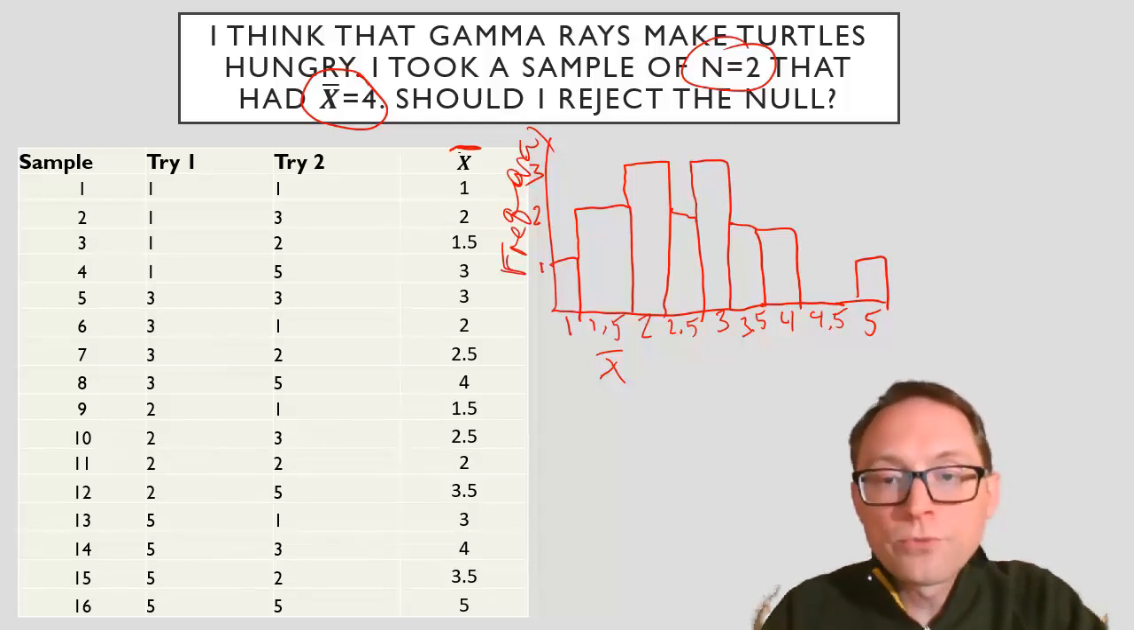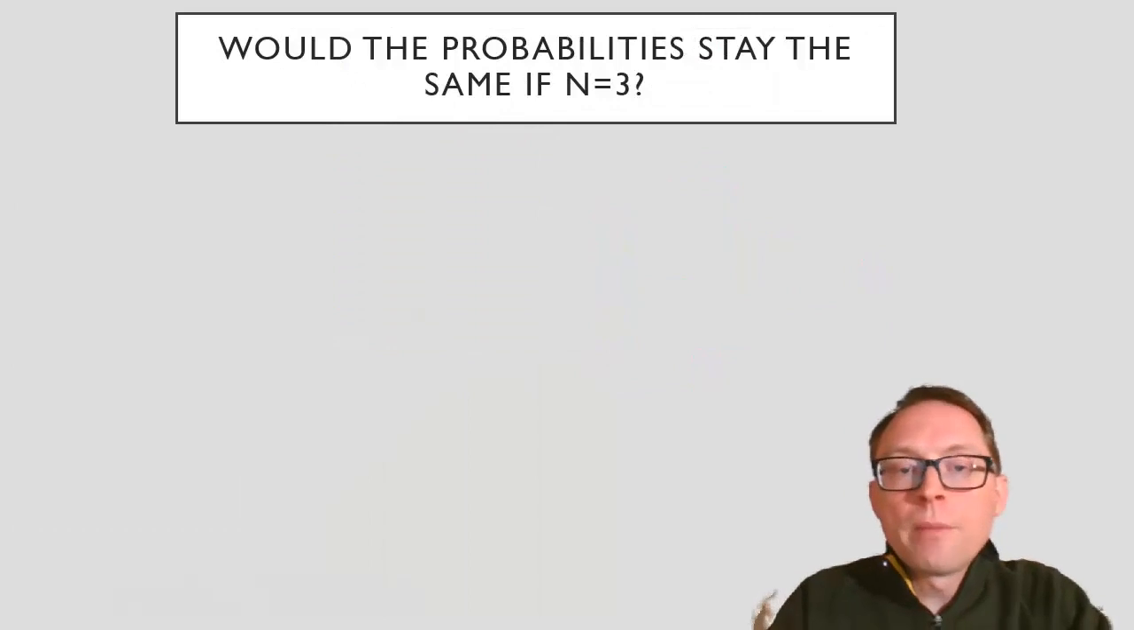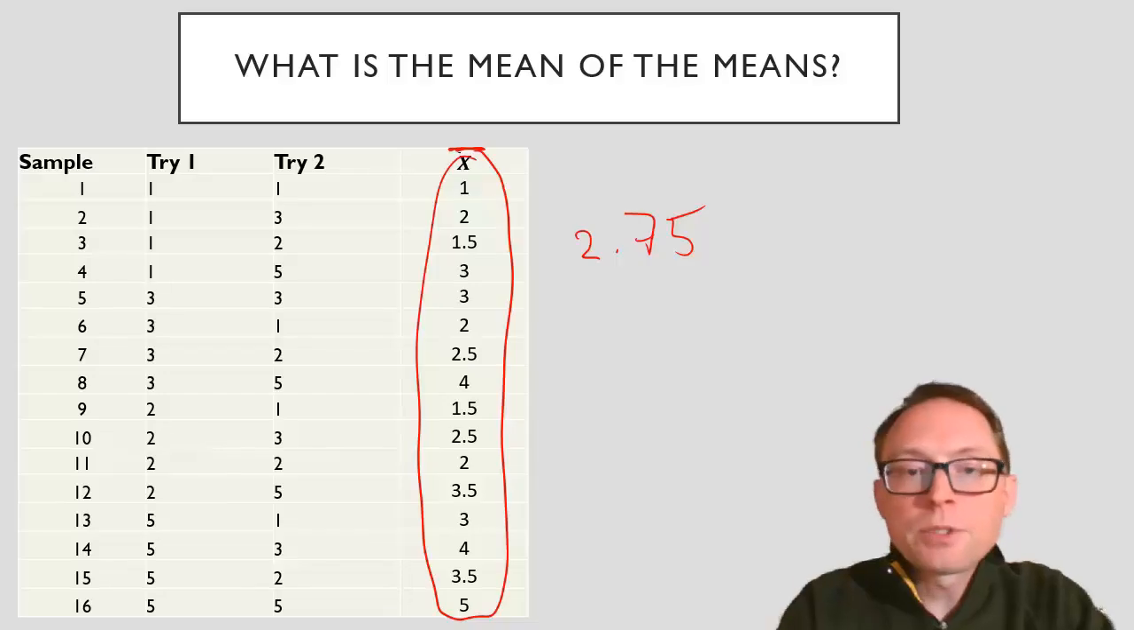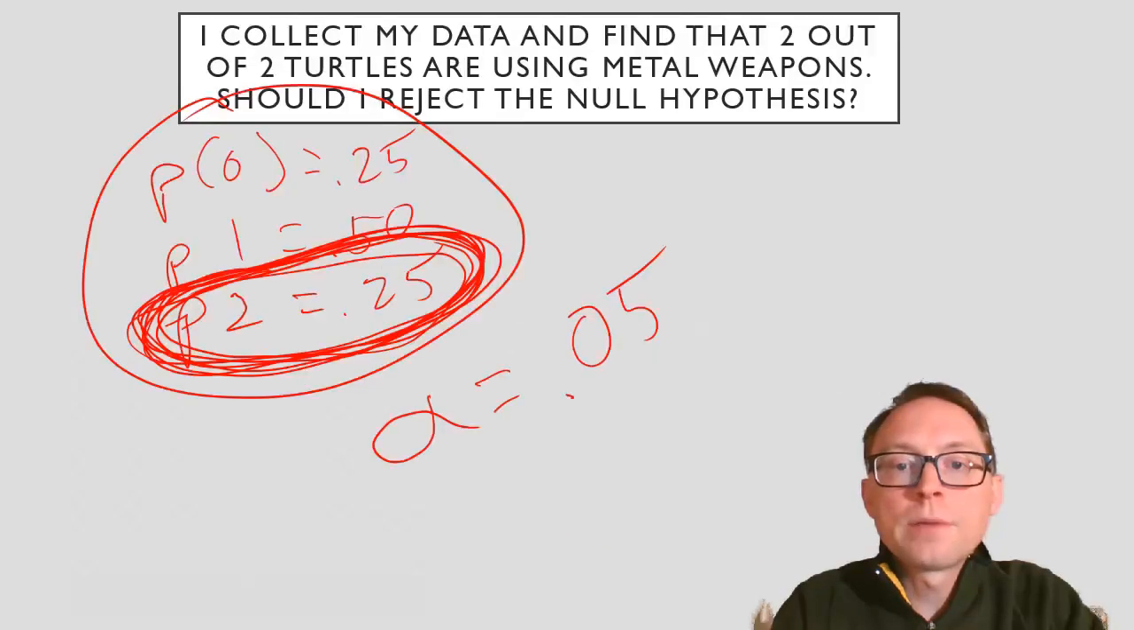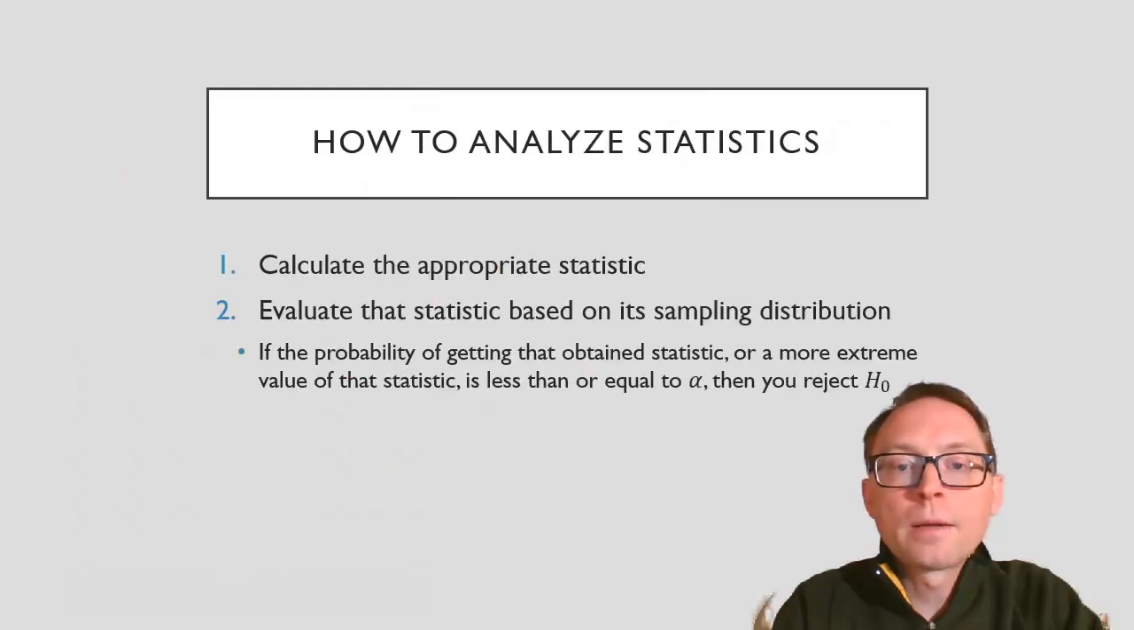So if you remember the steps for calculating, let's go back here. Come back all the way to the beginning. Oh, there it is. We're going to calculate the appropriate statistic. The appropriate statistic was the mean. Then we're going to evaluate that statistic based on the sampling distribution. If the probability of getting the obtained statistic or a more extreme value is less than or equal to alpha, then you reject the null hypothesis.